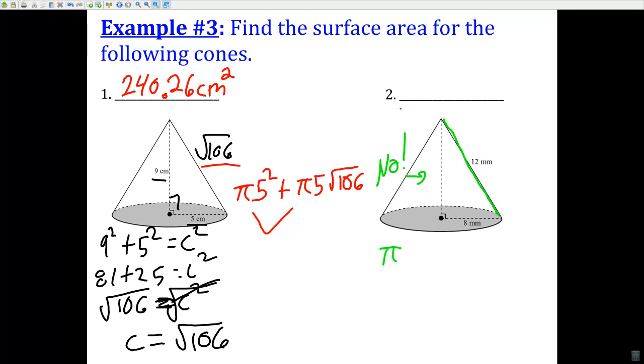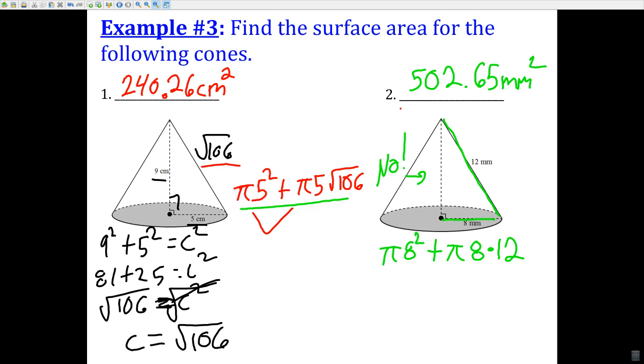Pi r squared, looks like it's 8 squared, plus pi. Remember, this is just the formula from the other page, or even right here, right? Pi times r, which is 8 again, times the slant height. Oh, we know that. It's 12. That's a times symbol, a dot, right? Not a minus. Great. Punch this in the calculator. See what you get. I got 502.65 millimeters squared.